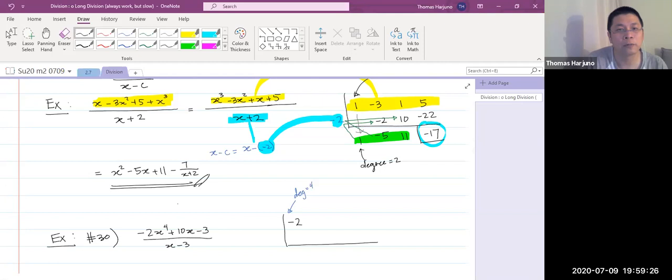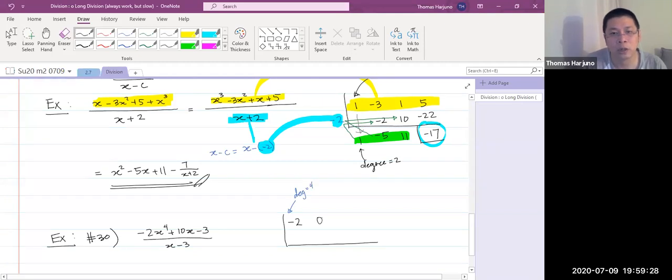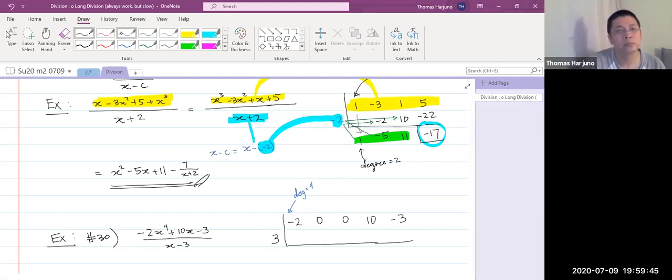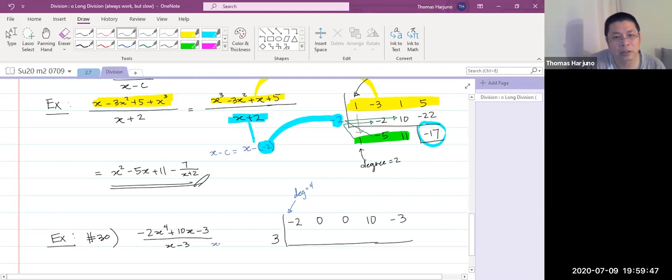So the coefficient of degree 3 is 0. Degree 2 is 0. Degree 1 is 10. The constant is -3. And I will divide by x minus 3. So this is x minus c, right? So the c is positive 3.